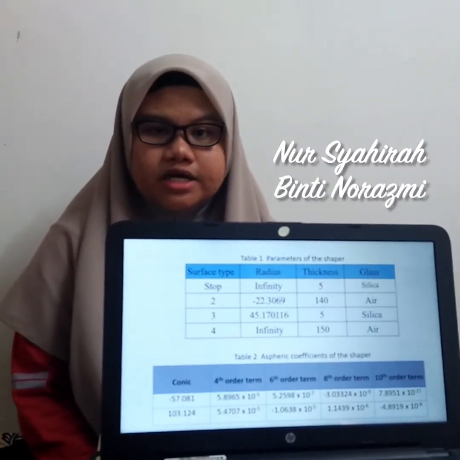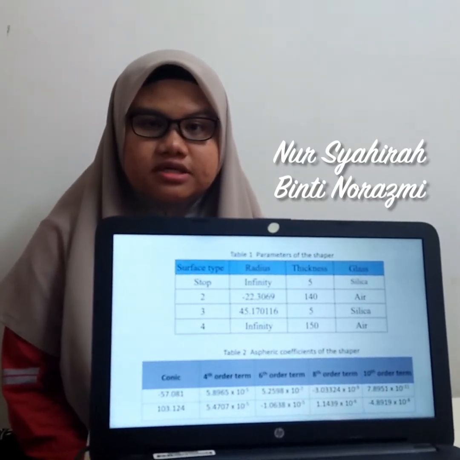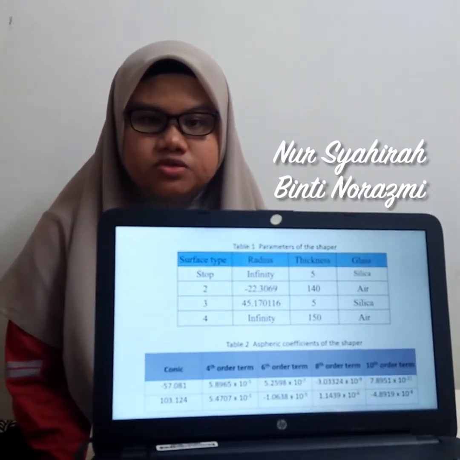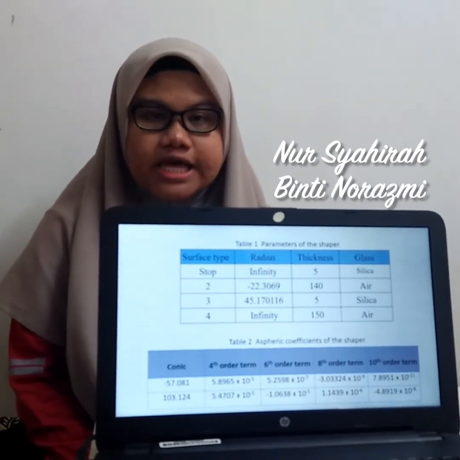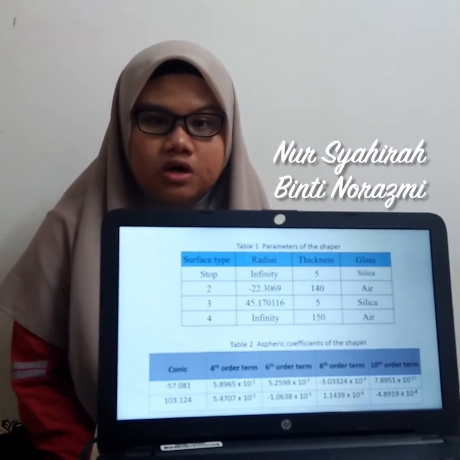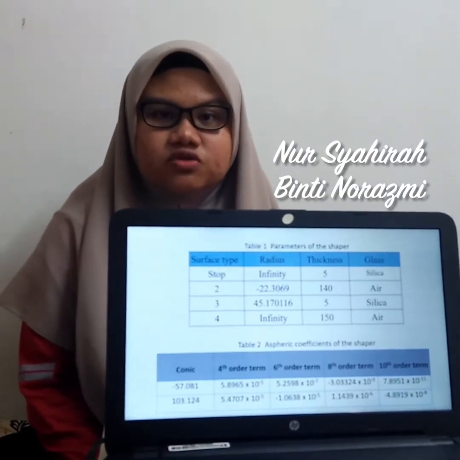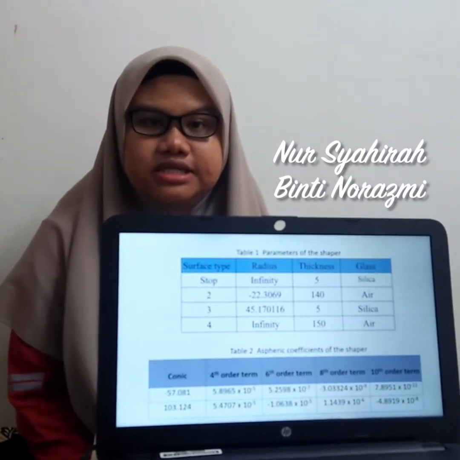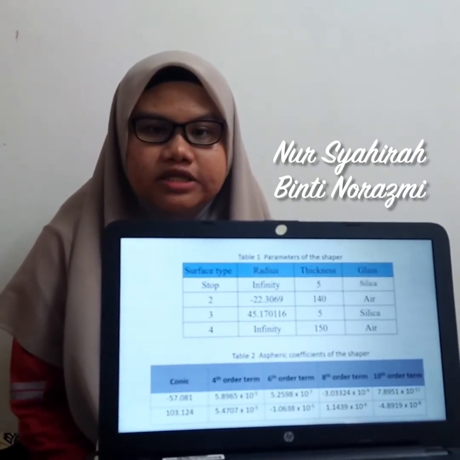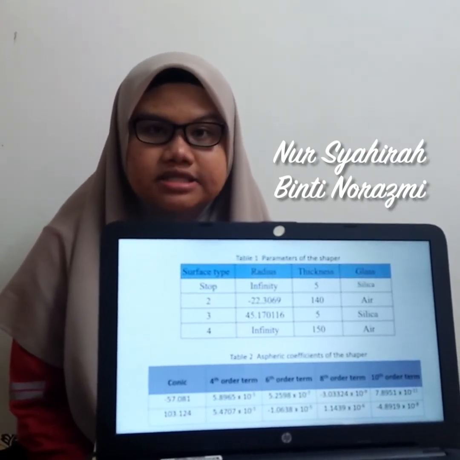Next, I will present the parameters of the shaper that we use, as illustrated in Table 1, and the aspheric coefficients of the shaper that we use to design it in the Zemax software, as illustrated in Table 2. For the first surface type, we use standard, which has the radius set to infinity and the thickness 5, and the glass type is silica. For the second surface, the radius we set to negative 22.3069, the thickness is 140, and the glass is air.